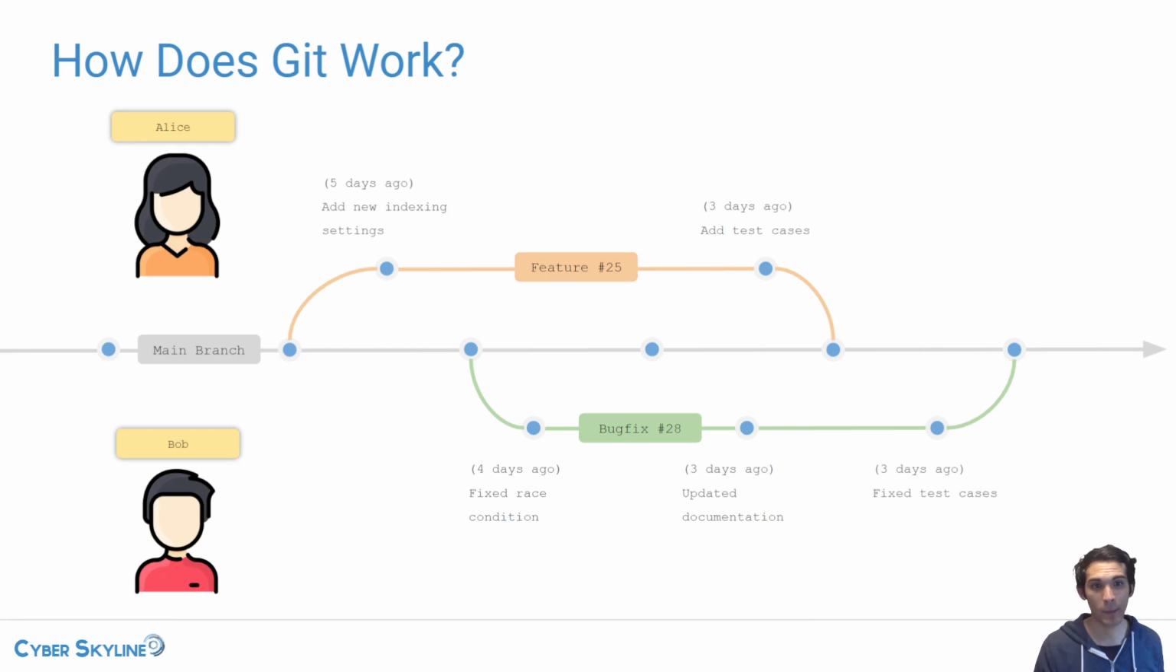At the same time, we've got Bob here in the green. He's trying to fix a bug. And you can see here, it takes him a couple days to fix that bug. He starts his branch after Alice does. And he also merges his branch back in after Alice does.